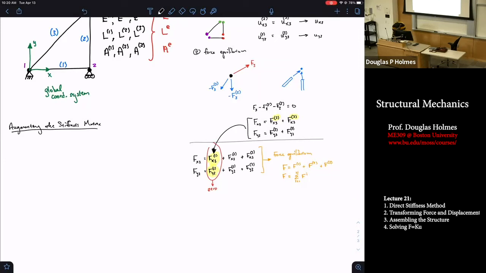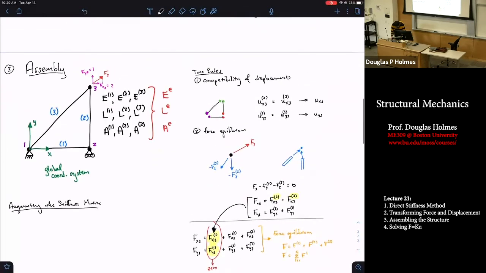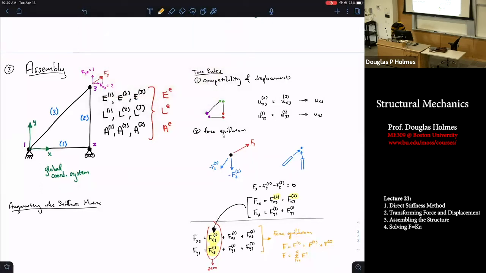So normally what we would write is, did I give properties here? Oh yeah. All right, let me go back up here. Now I'm going to give the properties. Okay, so let me actually spell this out now. For our structure, EA for member one equals 100, L is 10, and theta is 0.